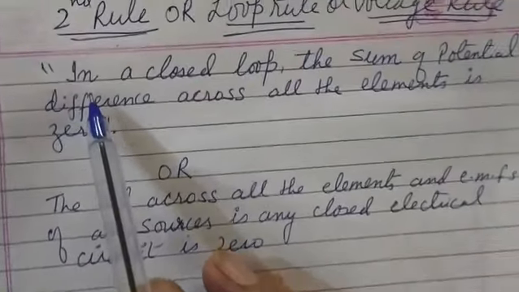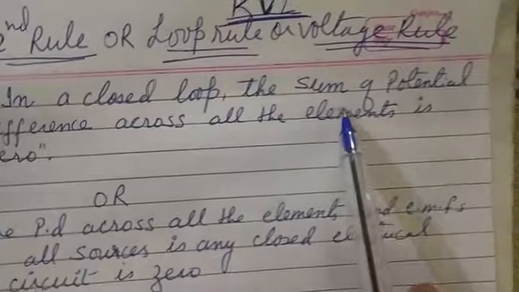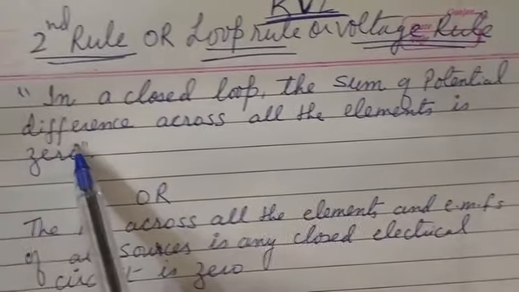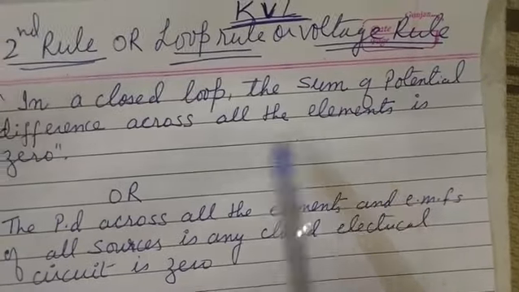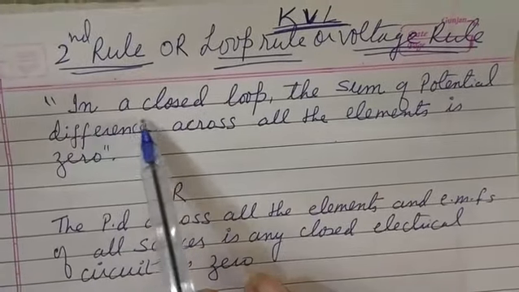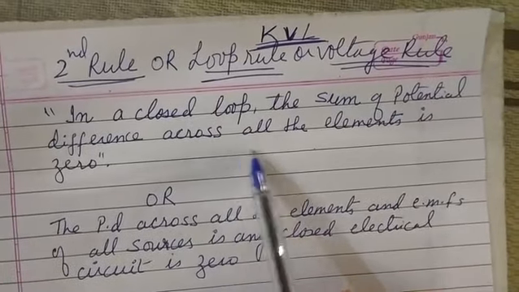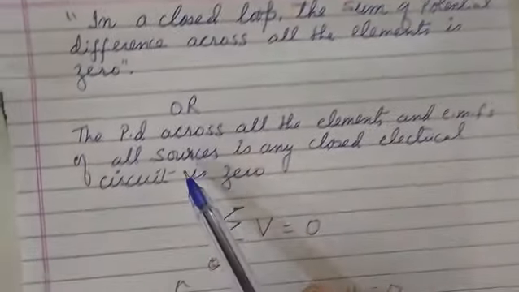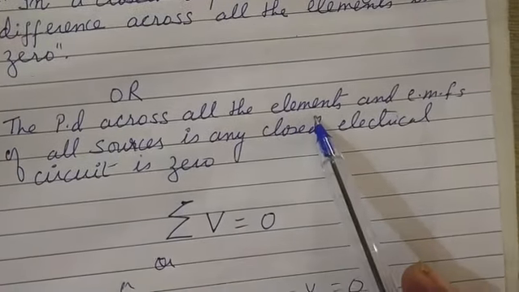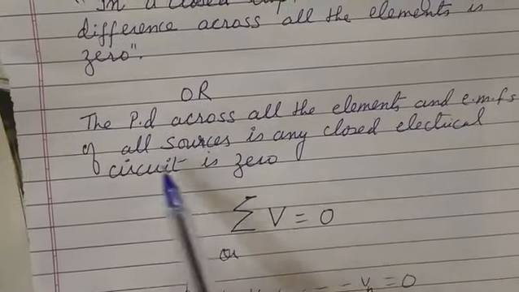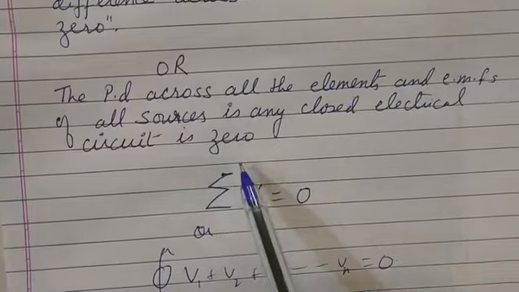In a closed loop, the sum of potential differences across all the elements is 0. In a closed loop, the sum of potential differences across all the elements is 0, or the potential differences across all the elements and EMFs of all the sources in any closed electrical circuit is 0.